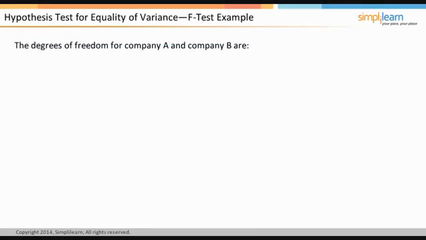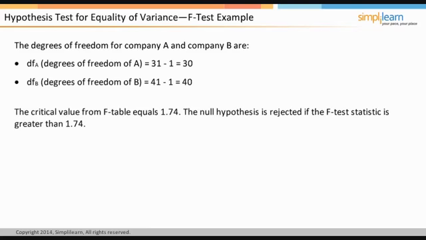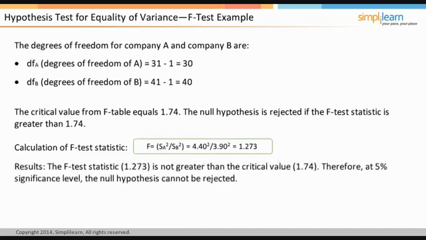Let us look at the f-test example of hypothesis test for equality of variance in this screen. The degrees of freedom for Company A and Company B are 30 and 40 respectively. The critical value from the F table equals 1.74. The null hypothesis is rejected if the F-test statistic is greater than 1.74. The calculated value of the F-test statistic is 1.273, and therefore, at the 5% significance level, the null hypothesis cannot be rejected. The next screen will focus on hypothesis tests, F-tests for independent groups.